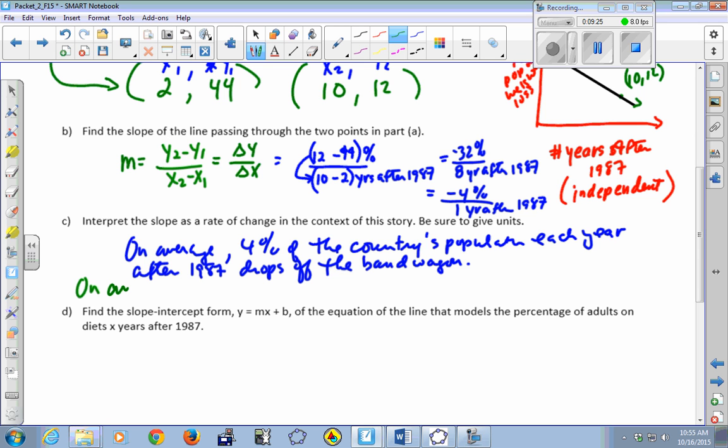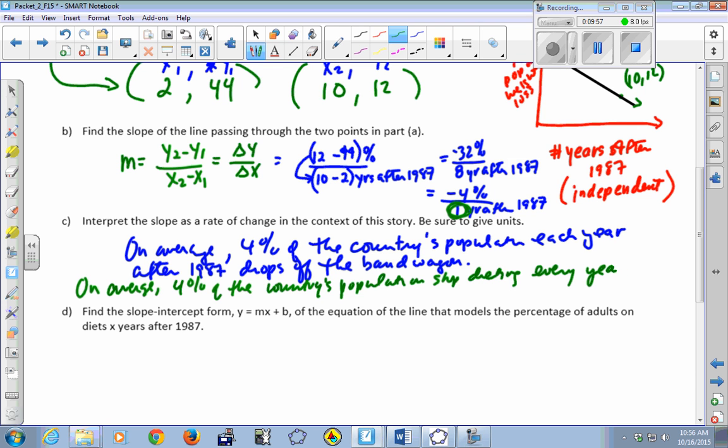Okay, on average, 4% of the country's population stops dieting. The only thing I don't see here is this part right here, the per year. So we have two variables. So you can keep going. Every year when? Perfect. Yep. Every year. Good.